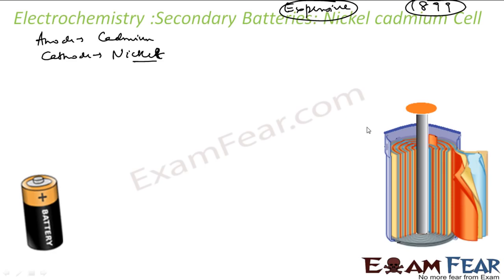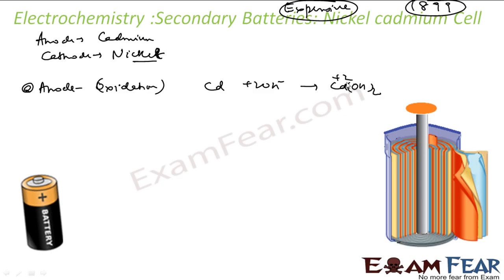At anode, oxidation will happen. So what will happen? My cadmium will convert into Cd plus 2. It will take some 2OH minus, it will become Cd(OH)2, and give 2 electrons.